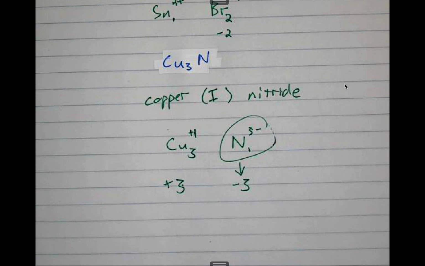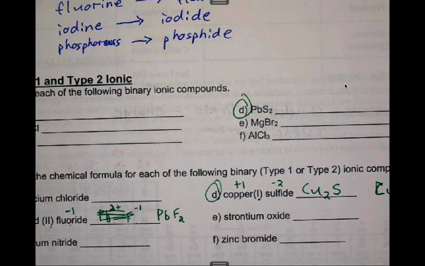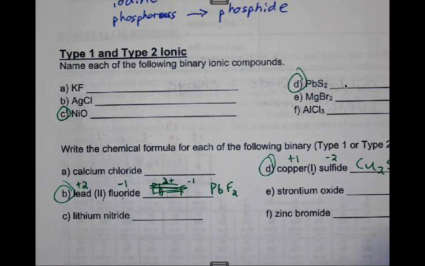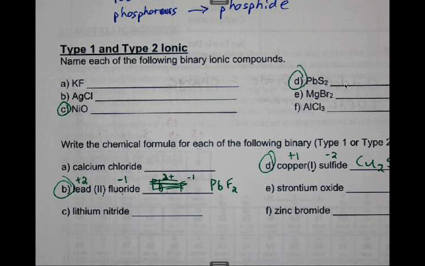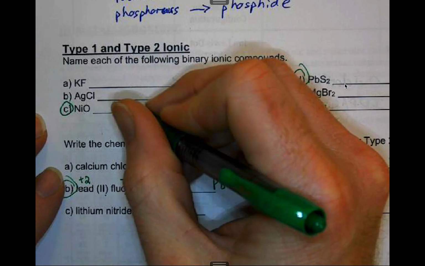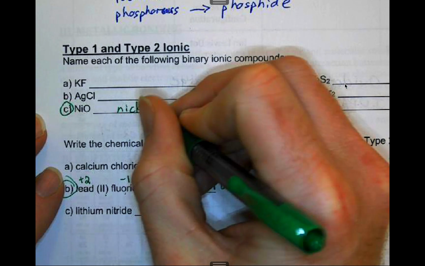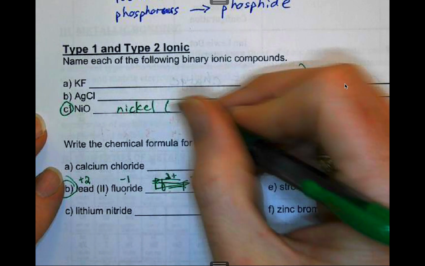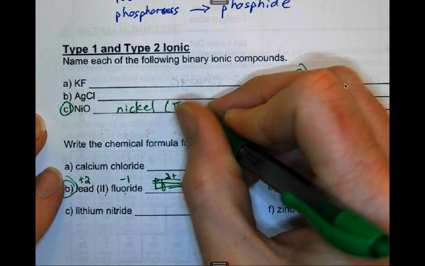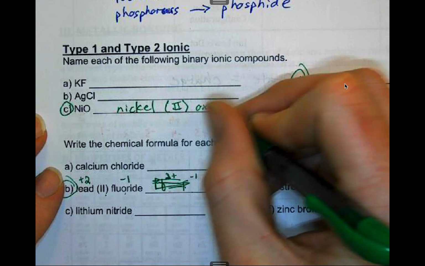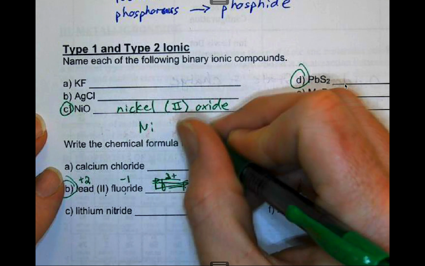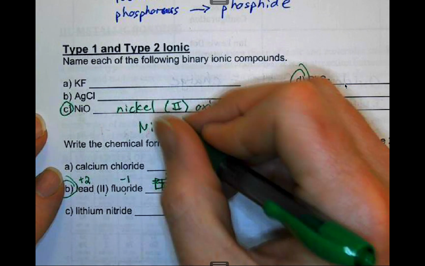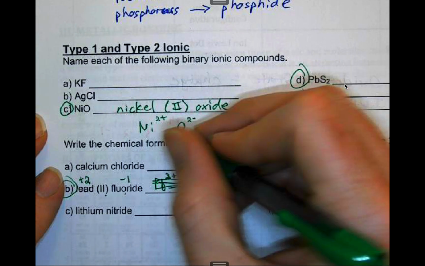Hopefully that works out. Let's take a look at your notes right here, and let's make sure we get this correct. Go ahead and pause and try these two right now. Okay, welcome back. We've got nickel 2 oxide. That's because oxygen's a 2 minus, so we need a 2 plus charge to cancel out that oxygen.